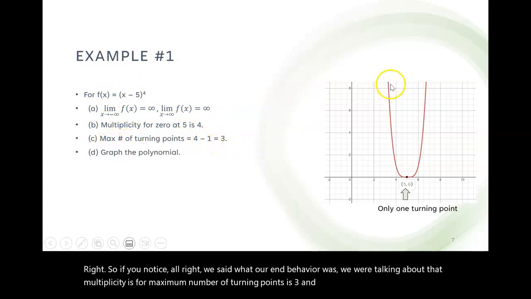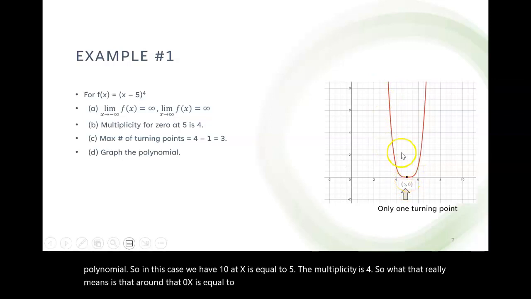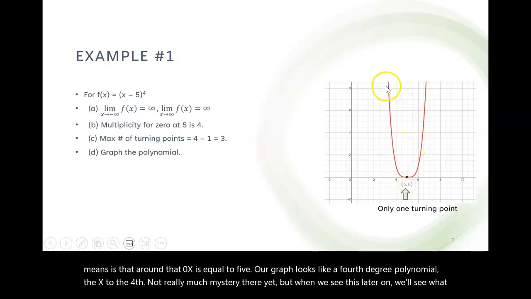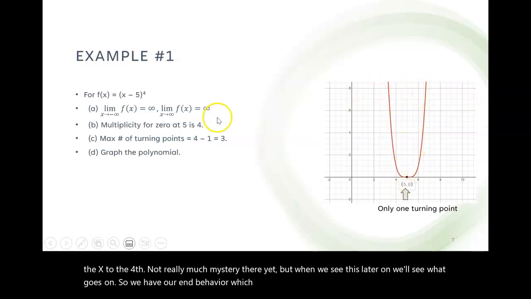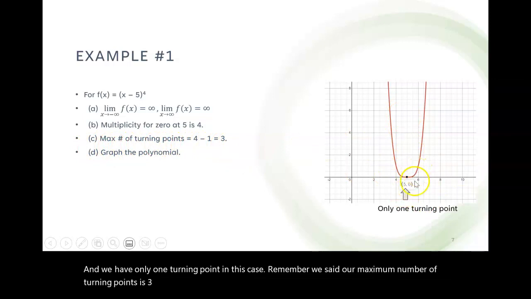And now we get a graph of the polynomial. So in this case, we have 1 zero at x is equal to 5. The multiplicity is 4. So what that really means is that around that 0, x is equal to 5, our graph looks like a fourth degree polynomial, the x to the fourth. Not really much mystery there yet, but when we see this later on, we'll see what goes on. So we have our end behavior, which rises on both sides, and we have only one turning point in this case. Remember, we said our maximum number of turning points is 3. Well, in this case, there's just one of them.